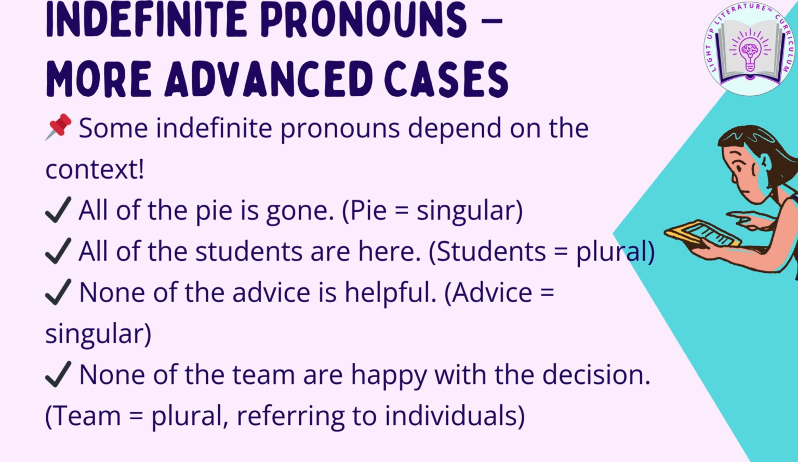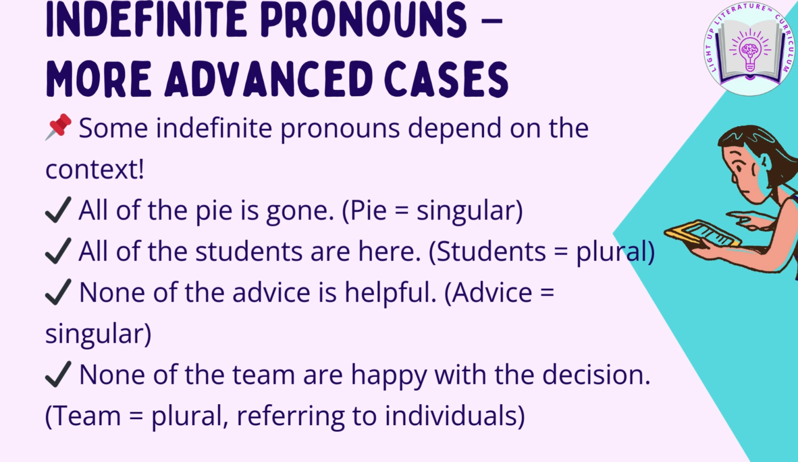So all of the pie is gone. Pie is singular, so we're going to use is for our singular verb. All of the students are here. Well, students, that's more than one, so we're going to use are as our plural verb. None of the advice is helpful. Advice is singular, so we're going to use our singular verb is.